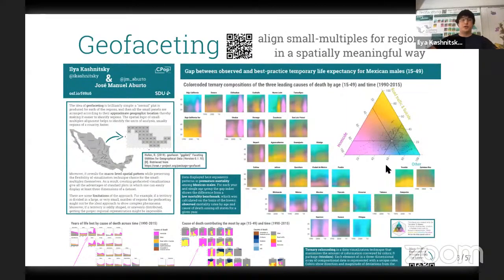This figure is coming from a paper we wrote with my friend Jose Manuel Aburto, a Mexican demographer. He studied the spike of violence in Mexico, and what you see here on the central plot are the 32 states of Mexico, and each small multiple represents a state. We have data from 1990 to 2015 and ages from 15 to 50, and within each small multiple we have a heat map that shows us the main causes of death of young males in these states.